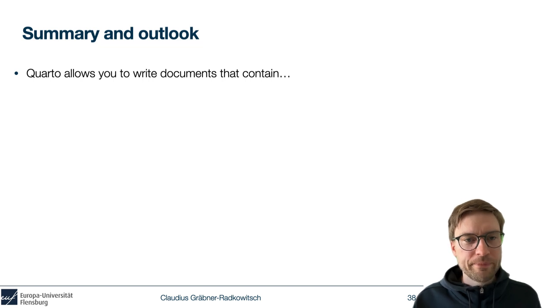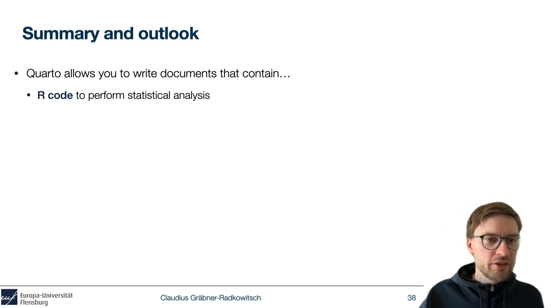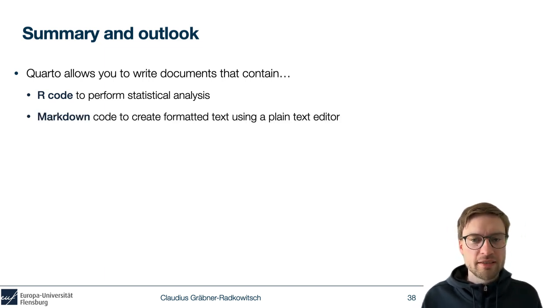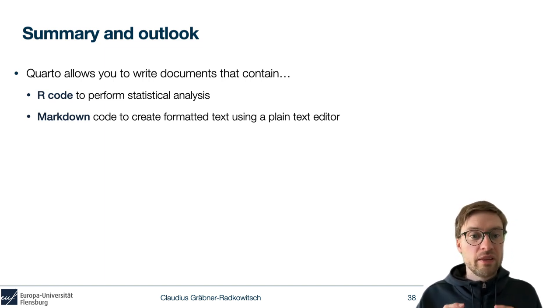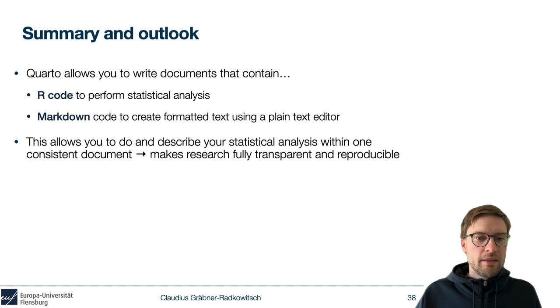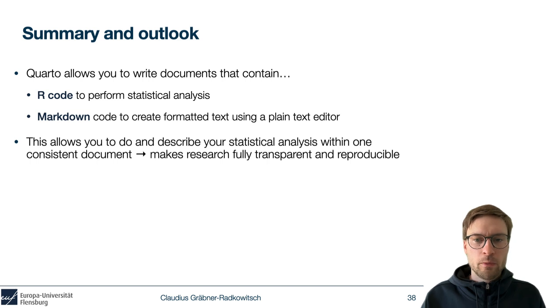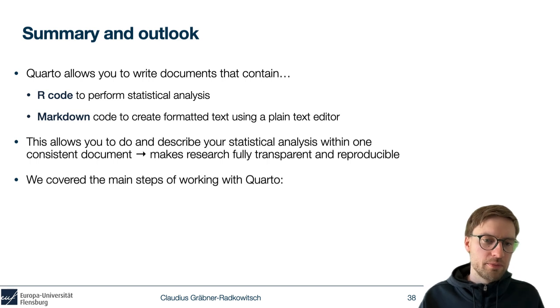So Quarto allows you to write documents that contain, on the one hand, R code to perform statistical analysis and to create figures, and on the other hand, Markdown code that actually helps you to create formatted text using a plain text editor, and to have both of these things within one document. That allows you to describe your statistical analysis and conduct the statistical analysis within one consistent document. And this is very nice because it makes your research fully transparent and reproducible.